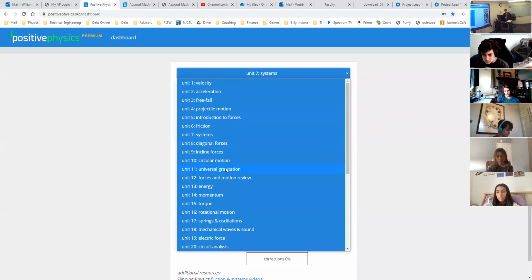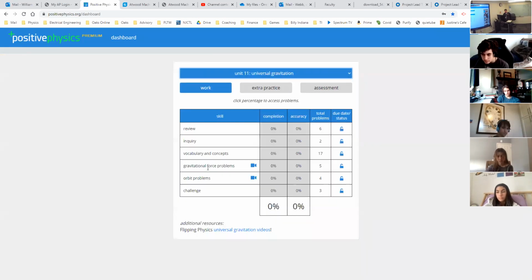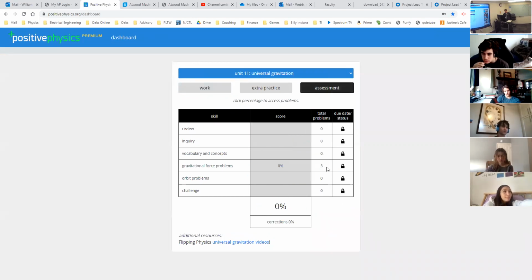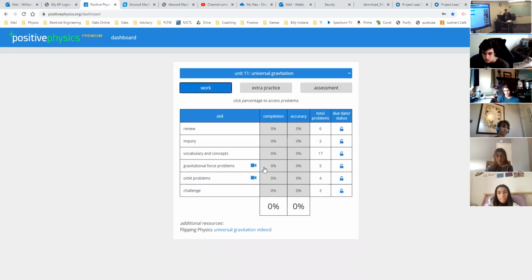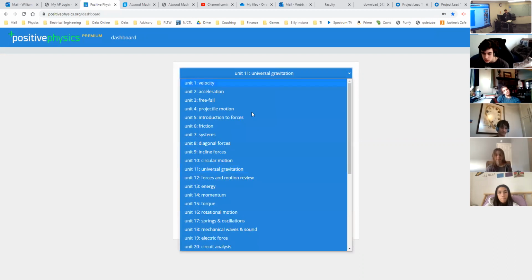Then if you go to Unit 11, Universal Gravitation, we haven't done any assignments here, but if you click, you can see the work section's all unlocked. If you go to the assessment, you can see the quiz will have 3 from just this line. Okay, so you can come back here. There's a video. You can practice this as much as you want. All right, and then the next one is 17.